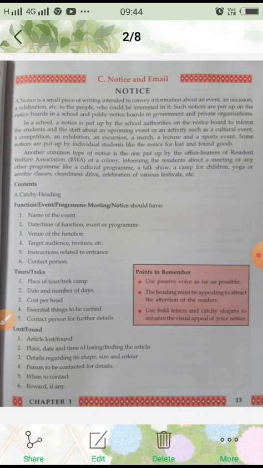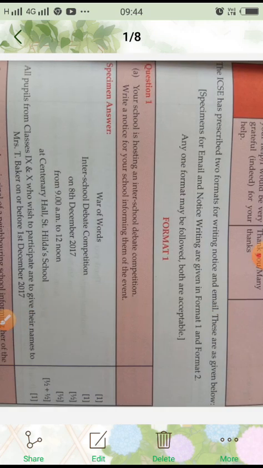So this is how you have to write any kind of notice. I hope I am able to clear what actually a notice is and how to write it. So today you just listen to the explanation and keep the points in your mind, and what you can do is after this you can also go through this notice which is given on page number 17.